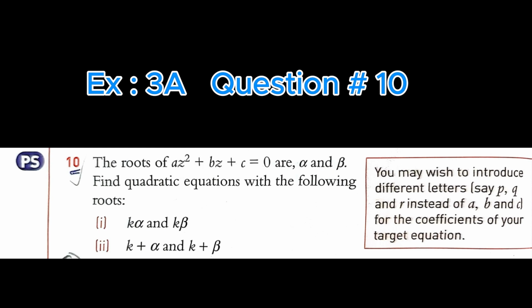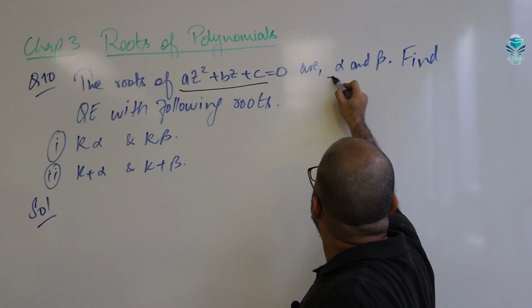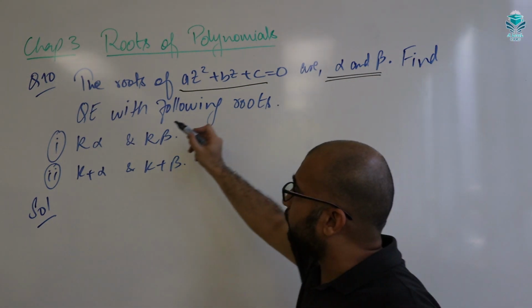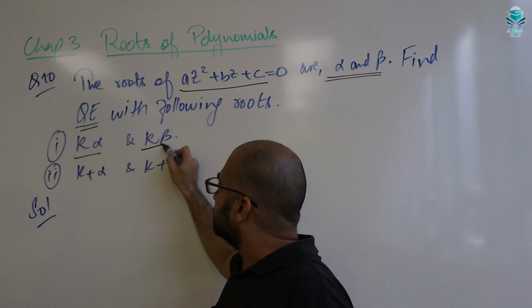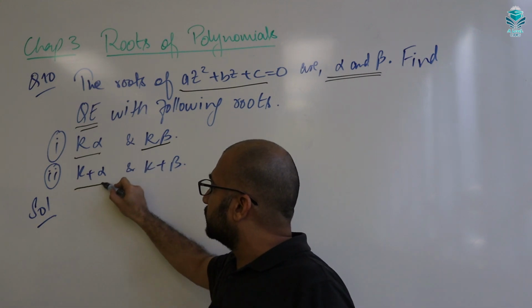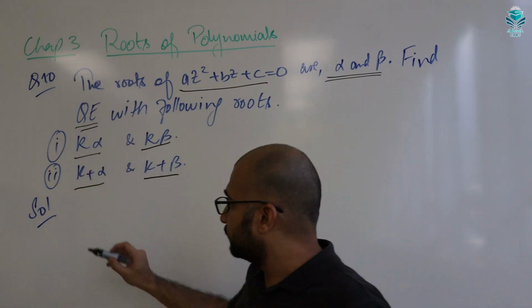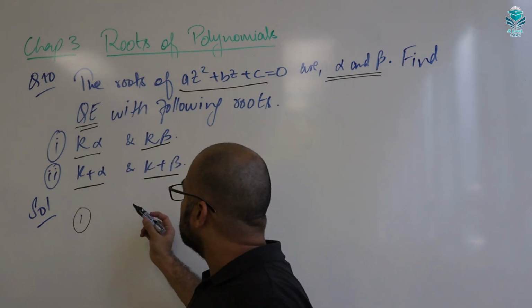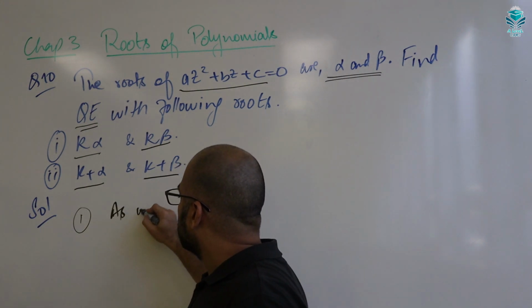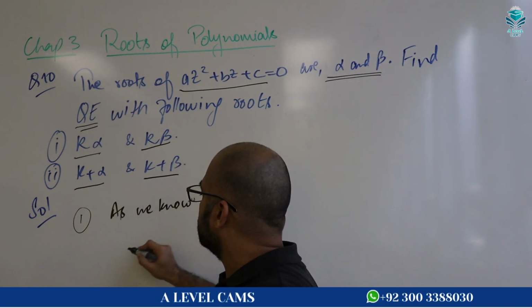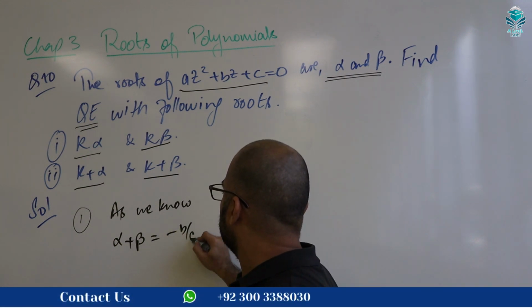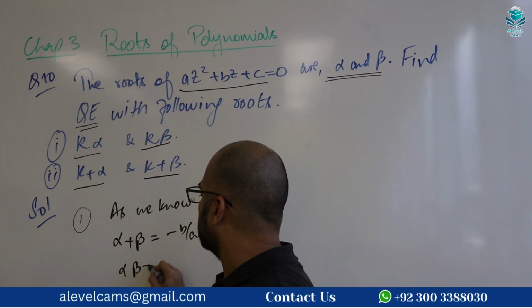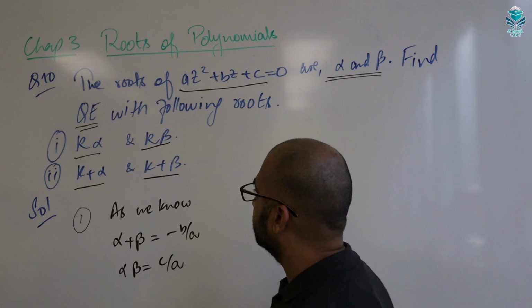Students, in question number 10, we are given the quadratic polynomial with the roots alpha and beta, and we have to find another quadratic equation with roots k alpha and k beta, and with the roots k plus alpha and k plus beta. So for the first part, sum of the roots you can write here. As we know, sum of the roots is minus b over a and product is c over a.